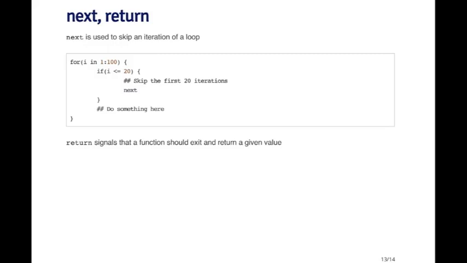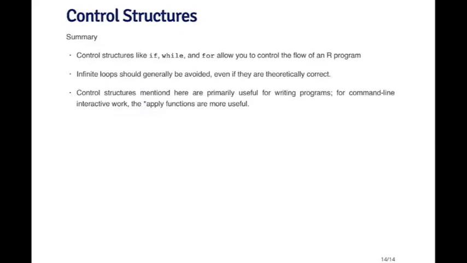Once i gets beyond 20, then of course the expression i less than or equal to 20 will be false, and so it won't execute the next. It'll go into whatever the body of the code for the for loop is. So next is a way to skip an iteration in a loop, and of course break is a way to exit the loop entirely. The return function is primarily used to exit a function. It'll exit the entire function and return a value that you pass it. We'll talk more about return when we talk about functions, but it's something that can interrupt the flow of a program too. So that's control structures for now.